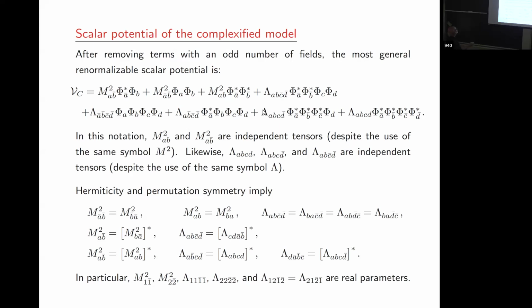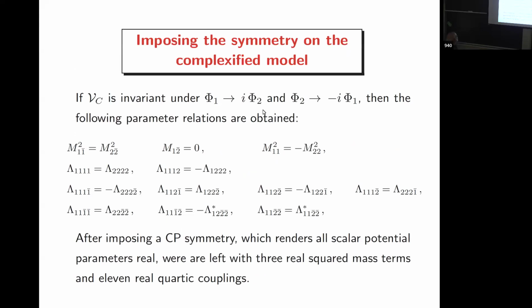This term here is the Hermitian conjugate of that term there, for instance. Okay, so you can write out all the relations that are relevant based on these properties here. And then you can quickly see that some of these parameters are real, others are complex, etc.